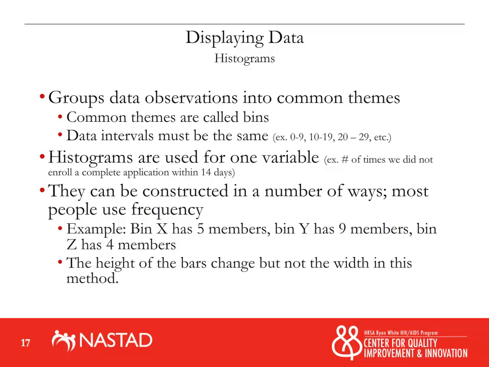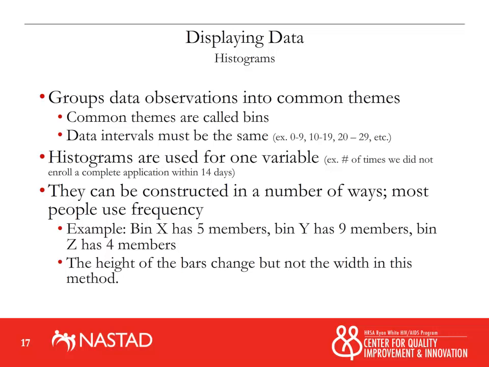Another way to look at this data is in something called a histogram. A histogram is a little bit different in that it doesn't use individual observations, but it takes those observations and groups them into common themes. These themes are called bins. Keep in mind that the interval in the bins must be the same. And if you look at the example on the chart, you'll see what we mean.